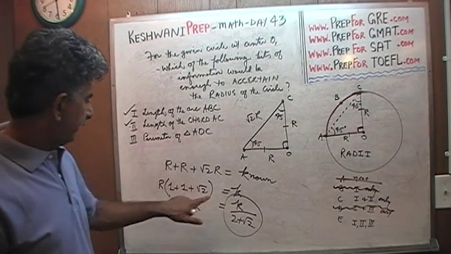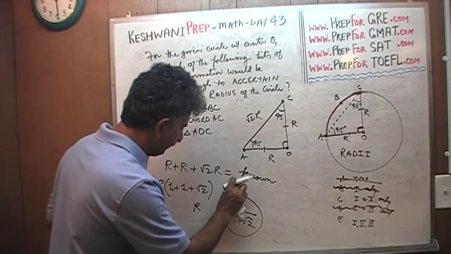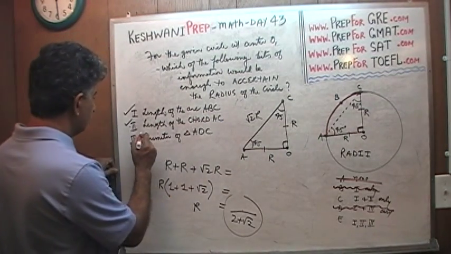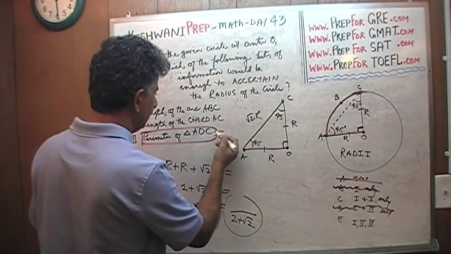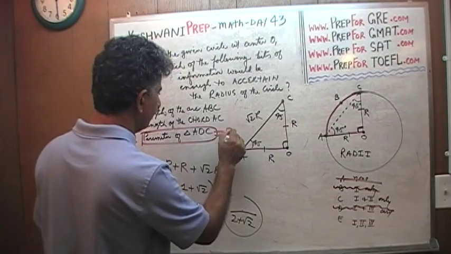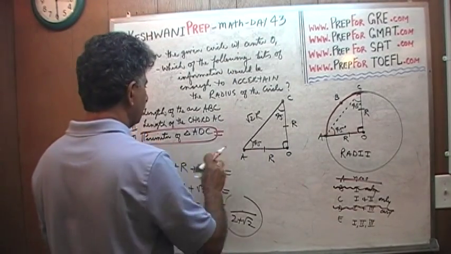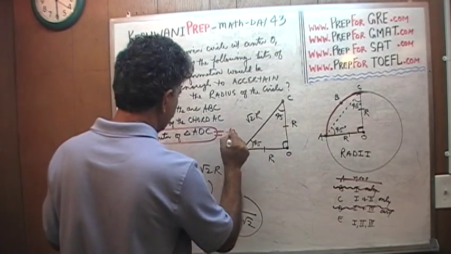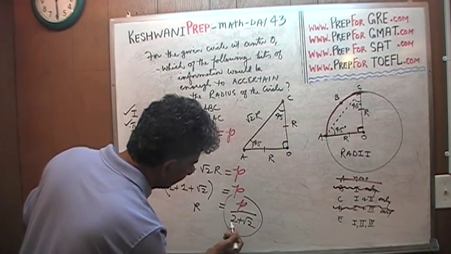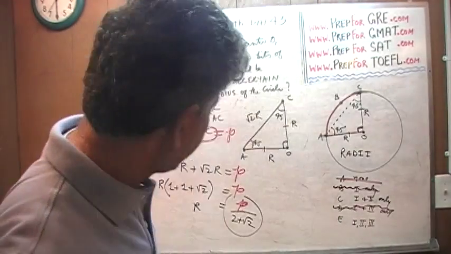I hope you do not get confused between my K and my R. I'm going to put a different symbol for this because it has the potential of confusing somebody. If we know the perimeter of AOC, let's call it small p for the perimeter. And if we know the perimeter, then the radius would simply be the perimeter that is given to us over 2 plus root 2, and that's it. So the third statement also works by itself.